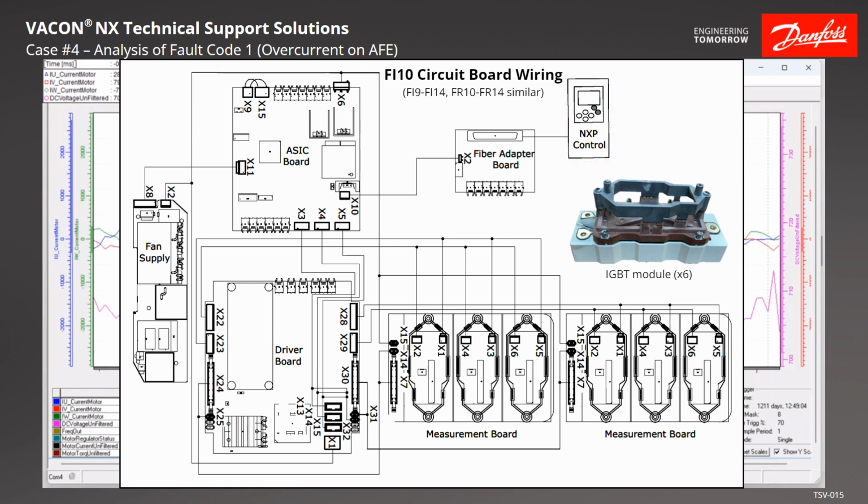This type of failure is almost always in the current measurement card where it spikes up. So on something like this, we'd say, yep, we want to go and change out the current measurement card.